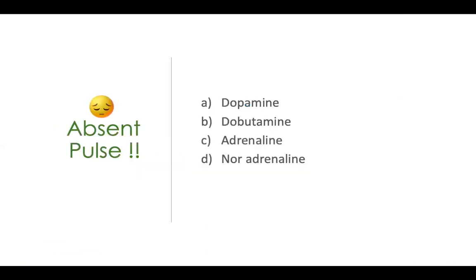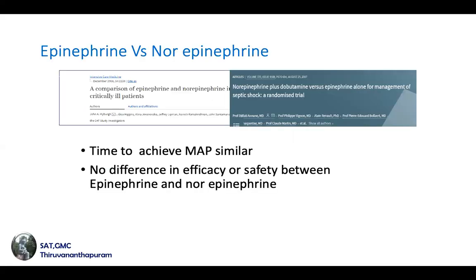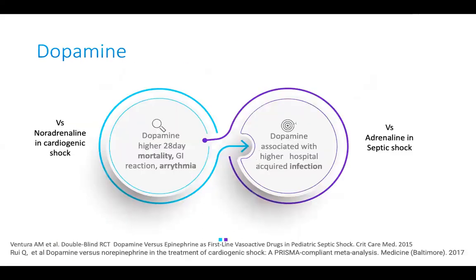Now, what if the patient is having an absent pulse? That means you don't know whether it is a narrow pulse pressure or a wide pulse pressure. Remember, you can start either adrenaline or noradrenaline, because it has been found that the time to achieve the mean arterial pressure is the same, and the efficacy of both these drugs when used initially is the same. But subsequently, which inotrope you titrate will definitely depend upon a lot of hemodynamic parameters. So whichever inotrope you start early is okay.